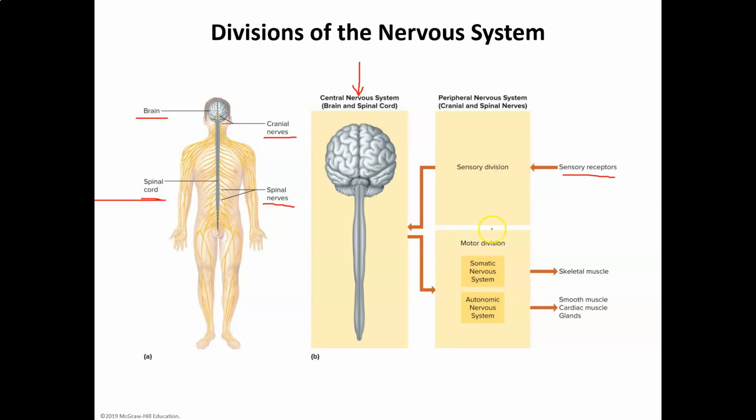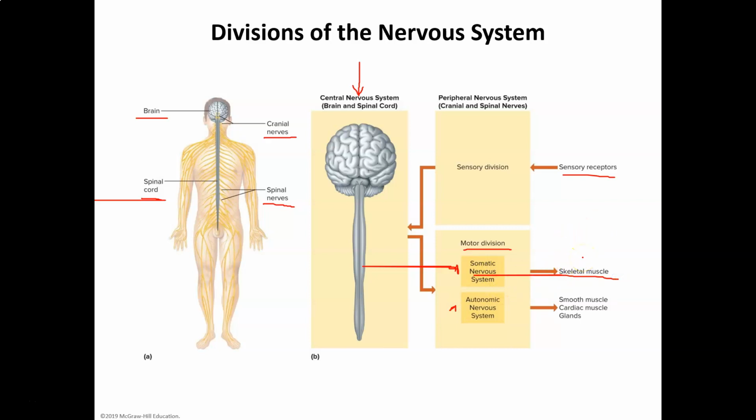The response comes from what's called the motor division. So sensory receptors give input into the central nervous system. The motor division is the doer, the activator of whatever response that the central nervous system has decided it needs to have. The motor division of the peripheral nervous system can be broken down into what we call the somatic nervous system and the autonomic nervous system. Somatic means skeletal muscle.